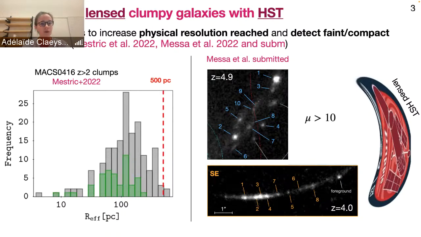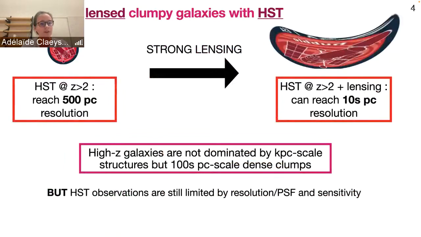And more recently, on the right, Messa et al. studied 3 high redshift strongly magnified galaxies, so you have 2 here, and showed that when we increase the resolution by increasing the magnification, we detect significantly more and smaller clumps, and some are very small, down to 20-30 parsecs with HST. So these HST lensing studies showed that combining spatial observation with lensing is really necessary to resolve these clumps in distant galaxies, and that these galaxies are not dominated by kiloparsec scale structures, but more by 100 parsec scale dense clumps with some very small ones.